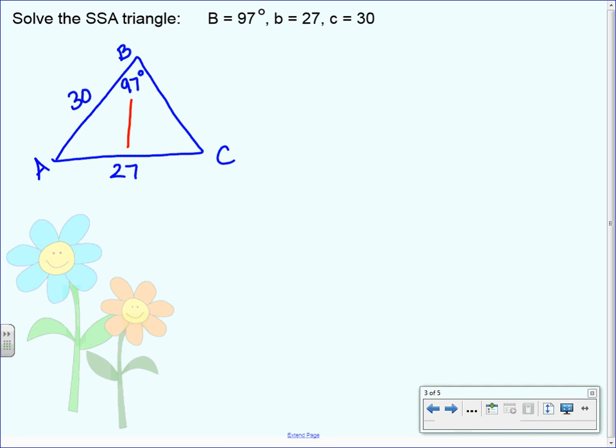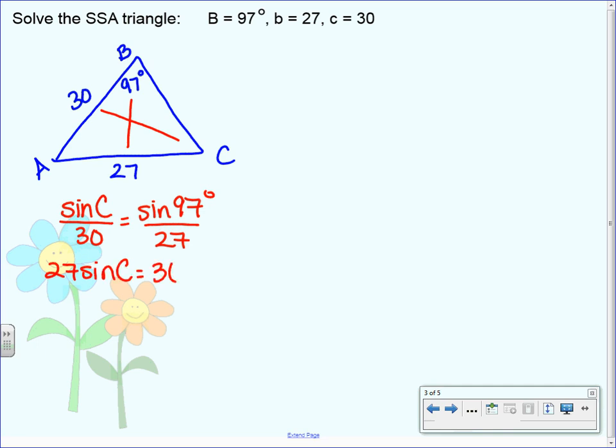All right, solving the triangle. I have one pair of opposites. 30 is my only other piece of information. It's across from angle C, so that's going to make up my second pair, and that's what I'm going to have to solve for first, angle C. So sine of capital C over 30 equals sine of 97 over 27. Cross multiply, 27 sine C equals 30 sine 97. Divide by 27. So 30 sine 97 divided by 27 gives me about 1.1.